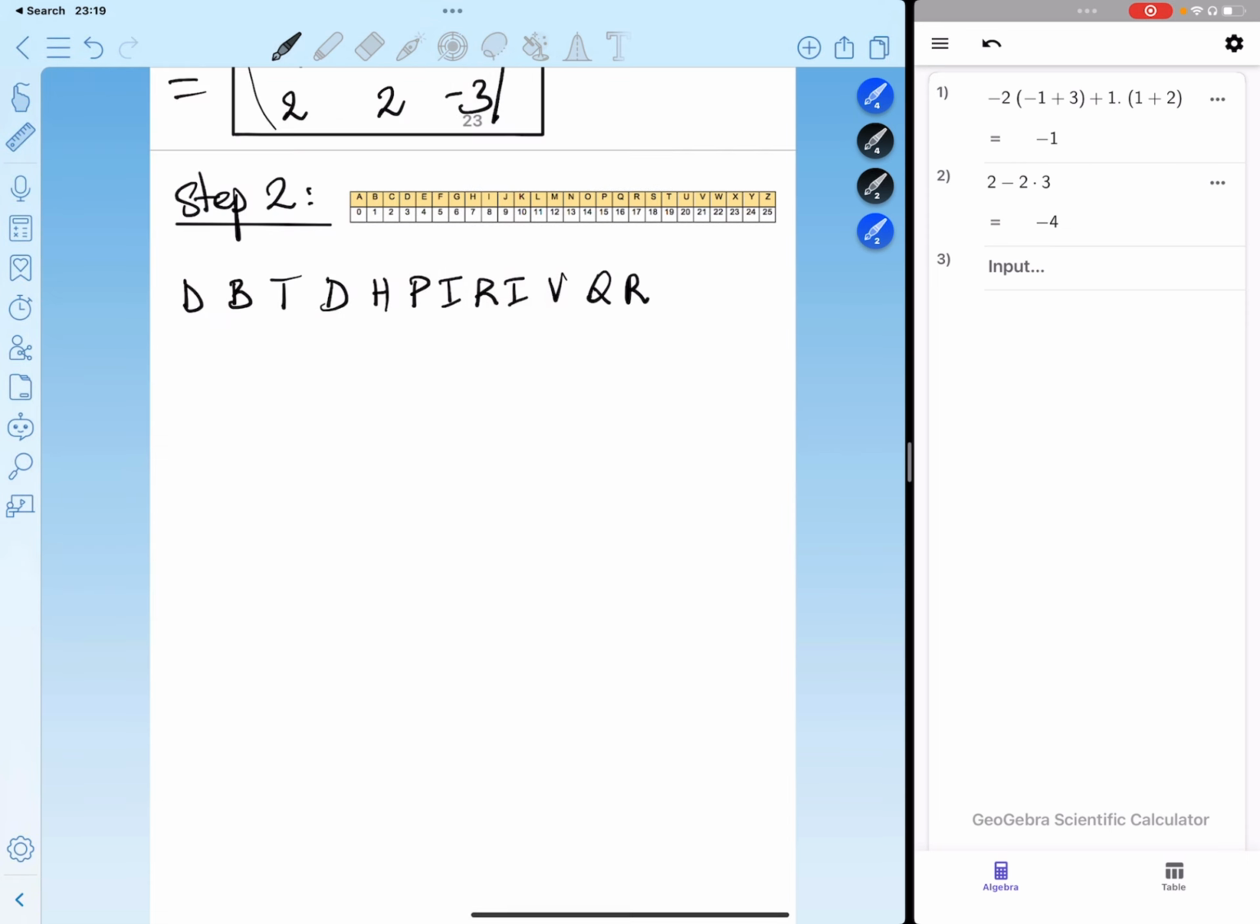So now I'm gonna number my message, so we can see that the D is number 3. So D, I'm gonna put it here. Let me write it in blue. So D is 3.